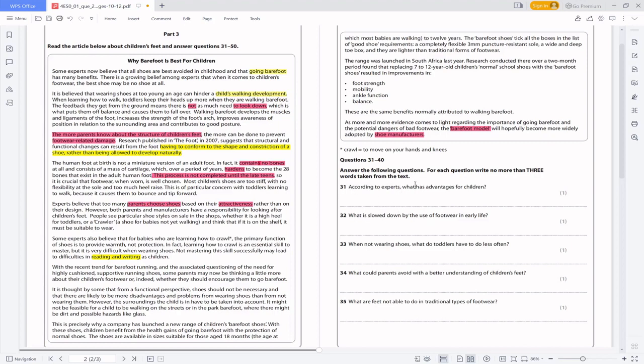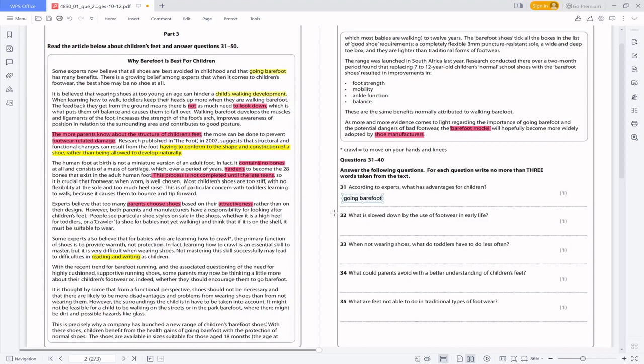According to experts, what has advantages for children? Now, a quick skim through the text will tell us that this text is an article that emphasizes the importance of going barefoot at a young age, that is, not wearing shoes. So if we read through the very first sentence of this passage, it says, "Some experts now believe that all shoes are best avoided in childhood and that going barefoot has many benefits." As you can see, going barefoot is what the experts recommend. So therefore here we write our answer as going barefoot.